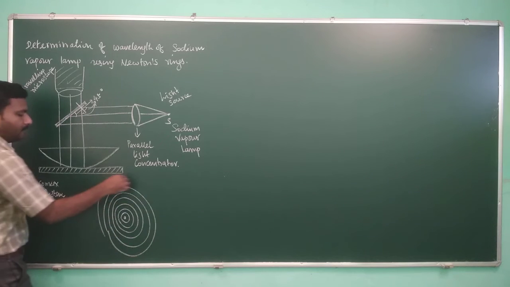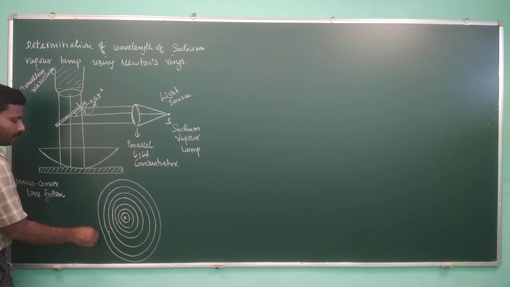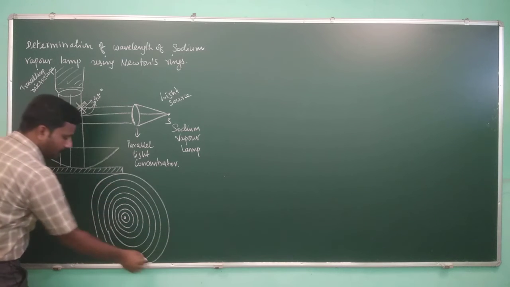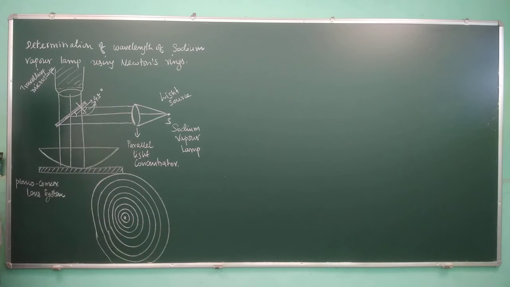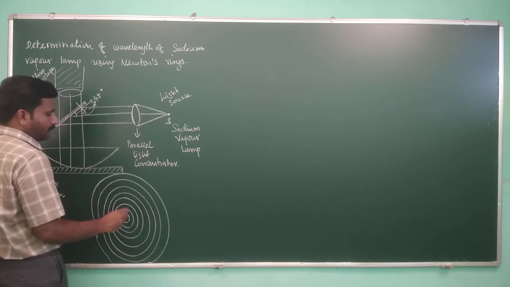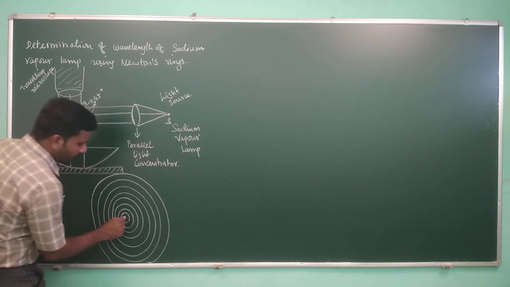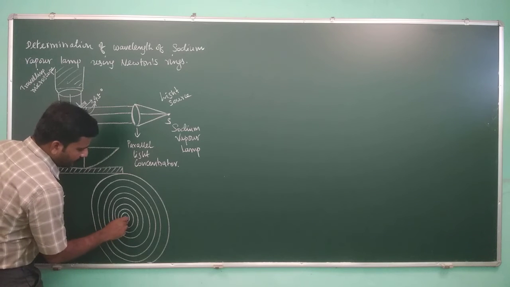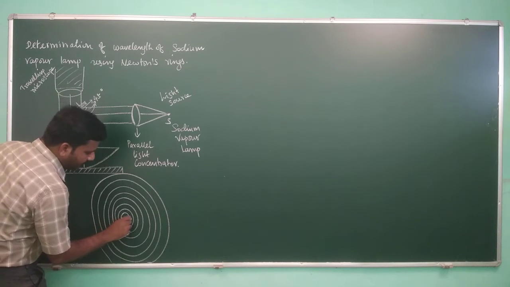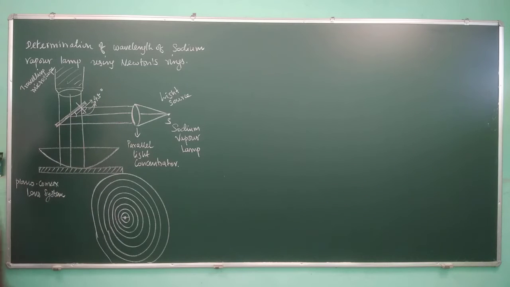From that experiment, we have to calculate the diameter of the mth ring, the diameter of the nth ring, the diameter of the pth ring, right? So this is 0. See, if you calculate the diameter of this ring, it is the diameter of the first ring.